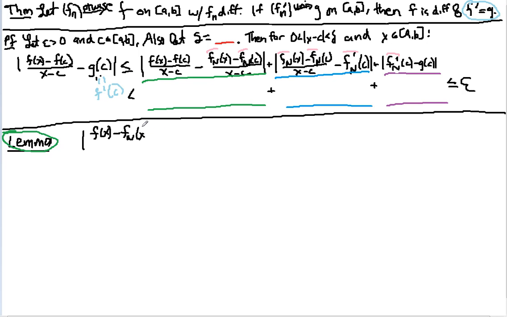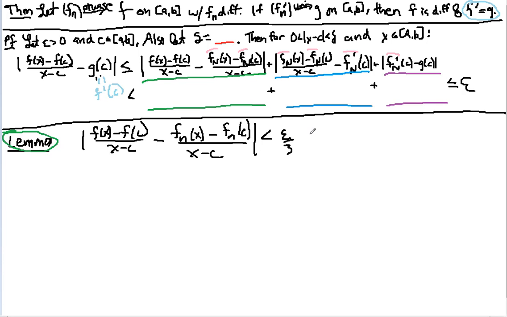Let me try that over again. I zoned out for a second. f(x) minus f(c), minus f sub little n of x minus f sub little n of c, over x minus c. It's going to be less than epsilon over 3 for all n bigger than or equal to an N1 belonging to the natural numbers, to be named later.